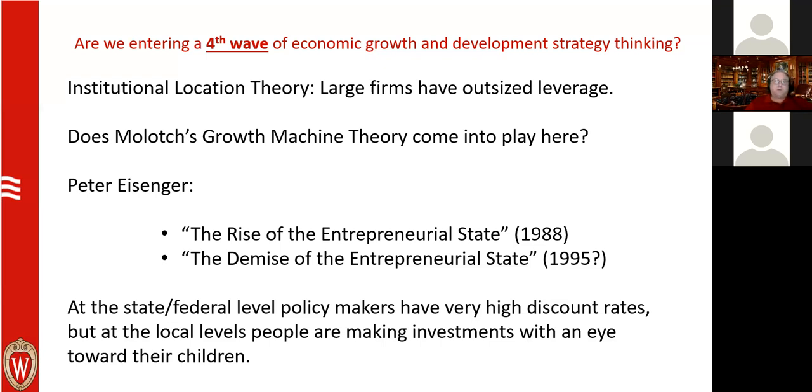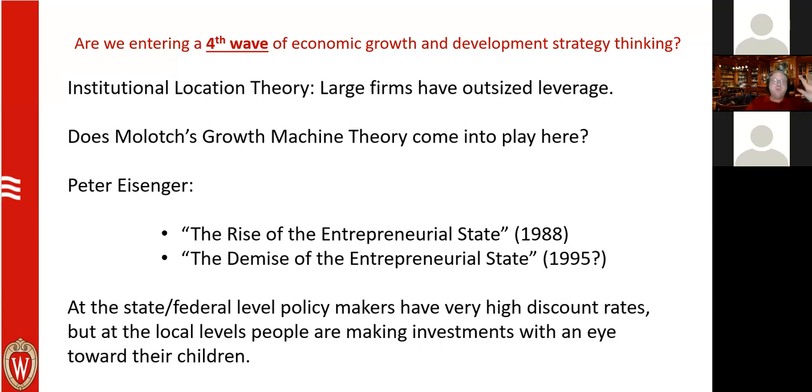Why? Peter Eisinger, as a political scientist, noted that state and federal level policymakers have very high discount rates. Okay, what that means is that they are looking at a 2-year election cycle, maybe a 4-year election cycle. They need to get things done and they need to get them done now. That's that high discount rate. Making investments today that may not have a payoff for 10 years, they're not interested in that. Okay, so these incentive programs, the Foxconns of the world, have large political payoff for a lot of state and local officials because they're thinking election cycles.